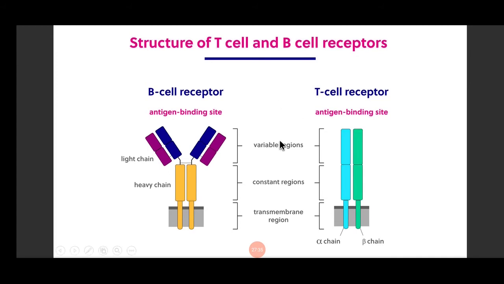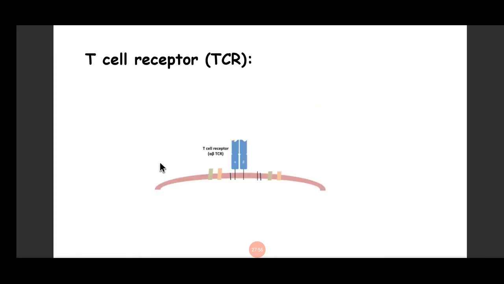Both of them have one variable region and one constant region, and there is a transmembrane region which is embedded into the membrane. Both of them are made up of multiple chains. This is made up of alpha and beta chains, and here it is made up of light and heavy chains. And what the T cell receptor does is recognize the antigen.